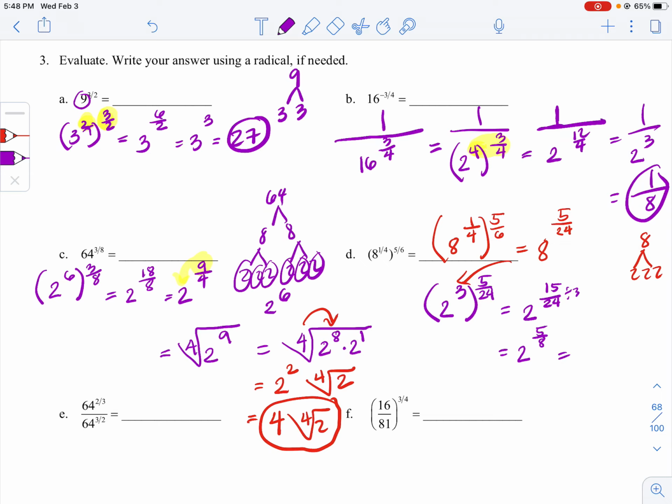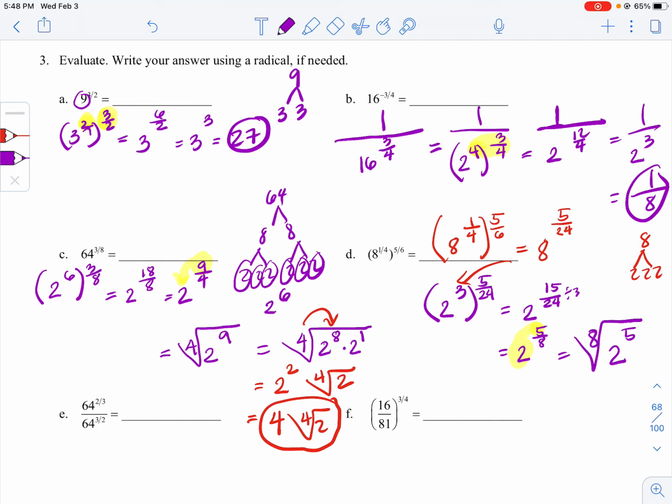Okay, now I can put this in a radical. The one on the top tells me how many 2's I have. So that is 2 to the power of 5. The one on the bottom, what is that? The one on the bottom tells me what kind of radical I have. So my answer is going to be the 8th root of 2 to the power of 5. But there's so many things to do, right?